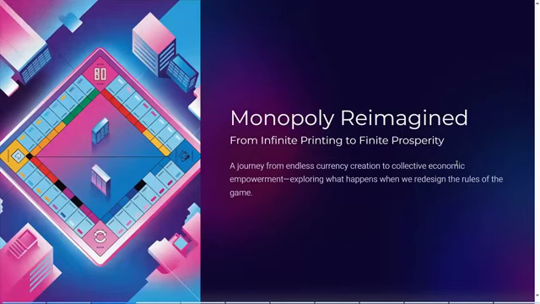So today we're going to talk about the game of Monopoly. And this will eventually get into Monopoly Reimagined, from infinite printing to finite prosperity. So it'll be a journey from endless currency creation to collective economic empowerment, exploring what happens when we redesign the rules of the game. So again, like I said, we're going to talk about how economies work.